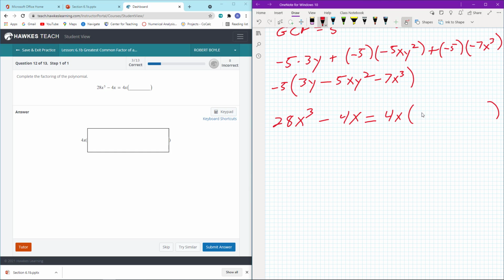Well, 4 times 7 would be 28. X times x squared will give me x cubed. Then I have a minus. And then what do I have to multiply 4x by to get 4x? Well, how about 1? And that should be the answer.